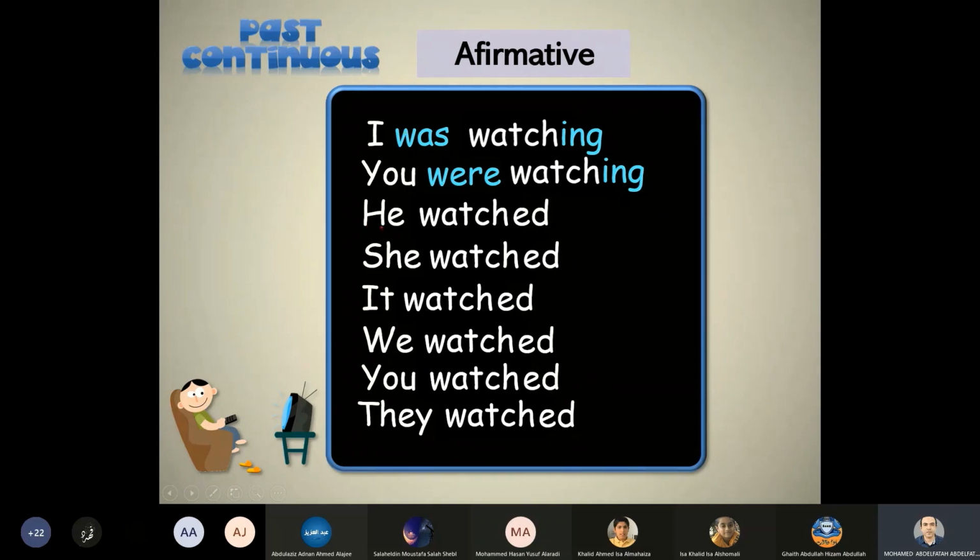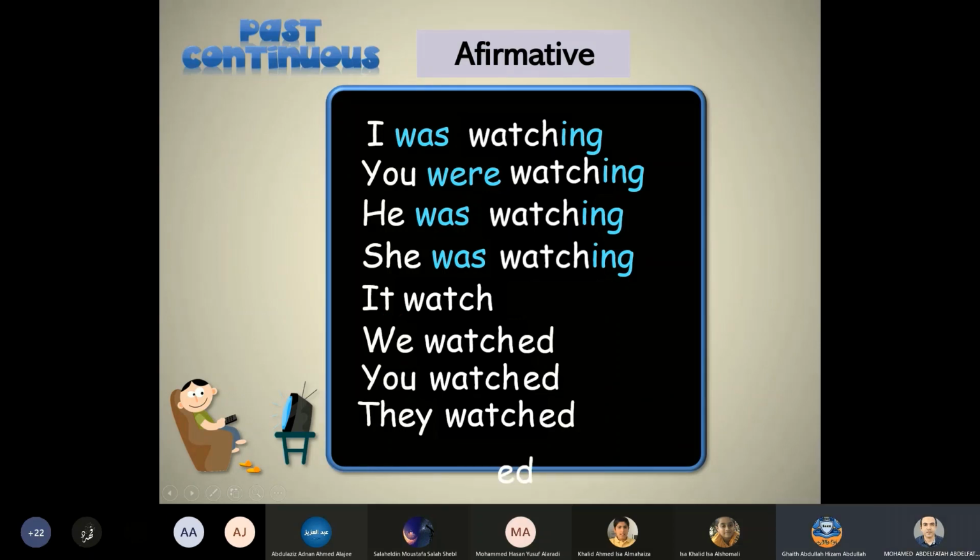Look here, students, we have got he, she, and it. He was, she was, and it was. Look here, students, was plus ing. He was watching. Raith, are you there? Yeah. Raith, what about the subject she? She what? Was. She was. And don't forget to add what? Add ing. Excellent, Raith. She was watching TV. What about it? It was. It was, bravo, and add ing to the end of the verb.